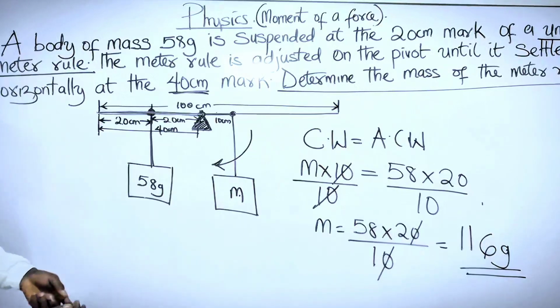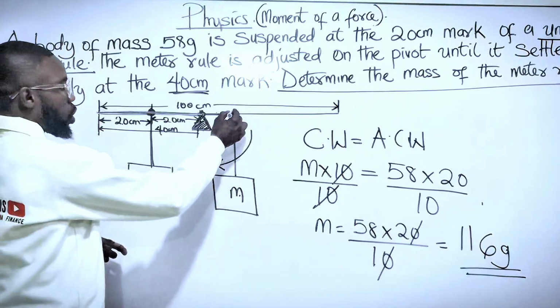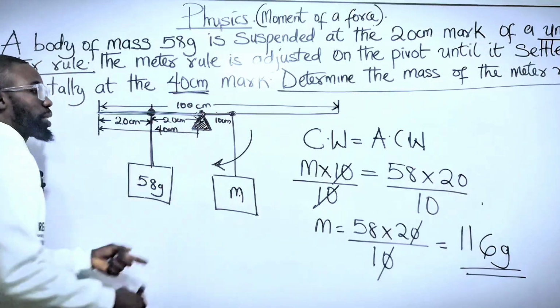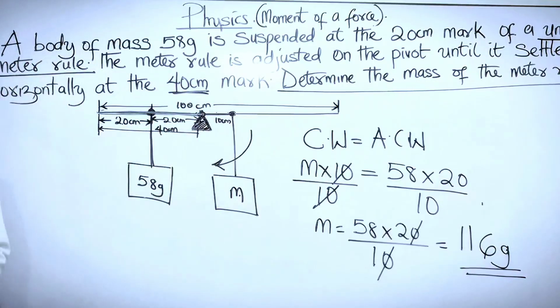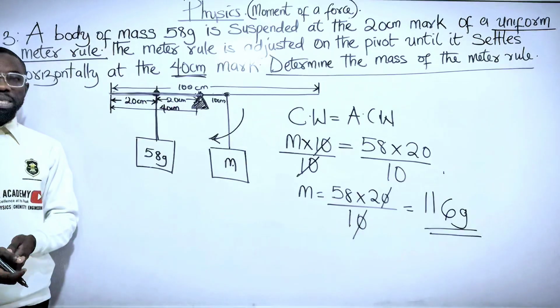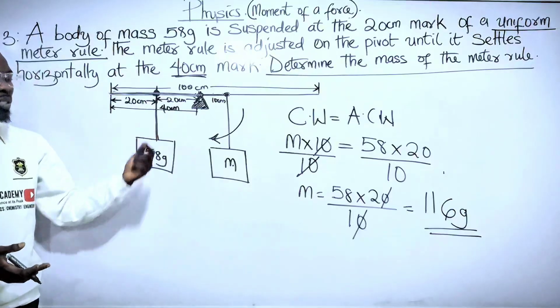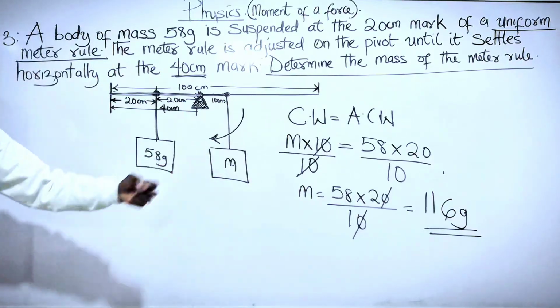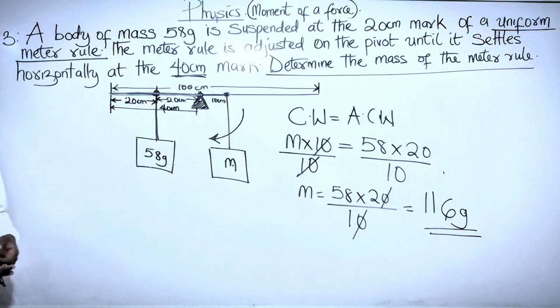We have to determine the mass of the meter rule, which is always at 50. So from here to here is 40, from here to here will be 50. We'll get our 10, and then we perform the operation on that. That is the force times the distance and the force times the distance. Say the mass times the distance, since we're not looking for force. On doing that, we get our mass as 106 grams.